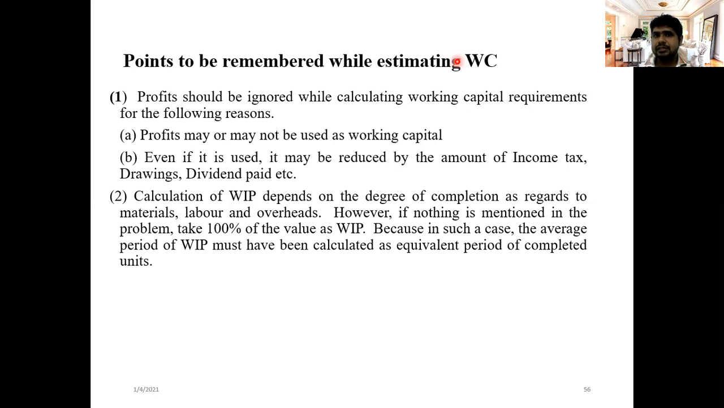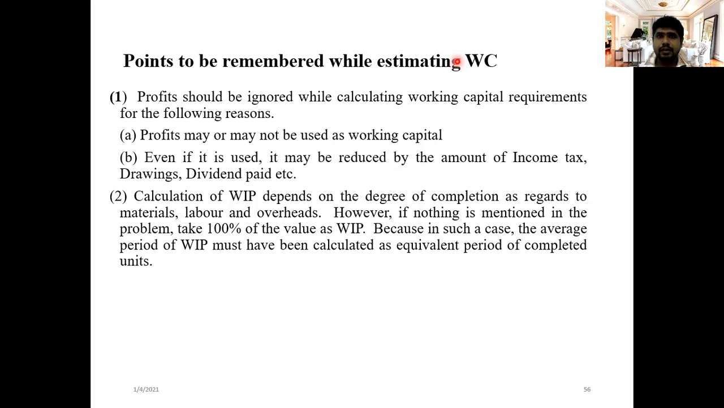I want to add some points to this slide. First, if there is no information regarding the percentage of completion, you can assume that 100% of raw material has been utilized, and 50% of labor and 50% of overhead has been utilized. It is a common rule, right?